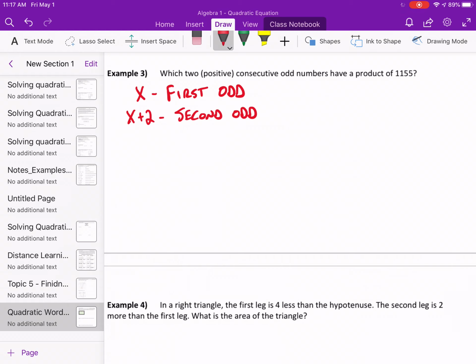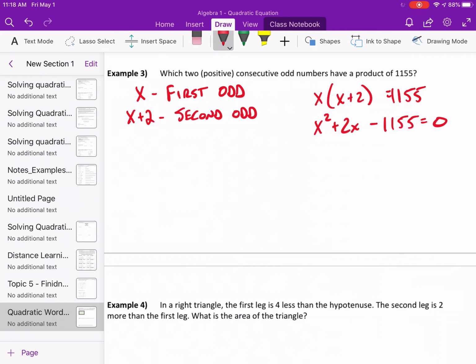So this question says these two numbers have a product of 1155. X times x plus 2 is 1155. So just like the last two questions, we're going to distribute. We're going to subtract that right-hand side.